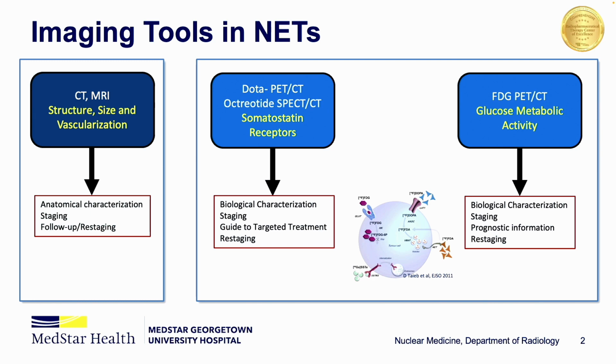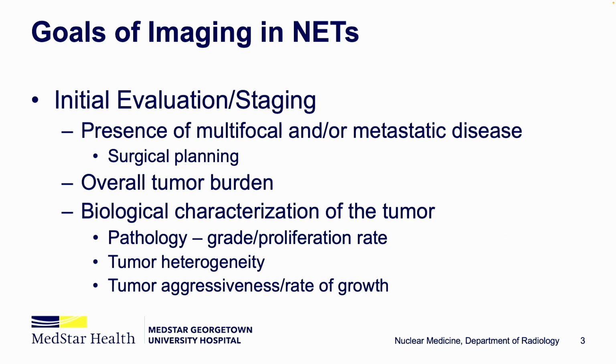So in general, just to summarize, the goals for imaging neuroendocrine tumors is to do an initial evaluation, initial staging. So is there tumor, yes or no? How much of a tumor is there? If we're thinking about surgery, is it just a tumor or are there metastases? So can the tumor be resected surgically or not? Again, evaluate overall how big the tumor is, how much metastasis there is, and characterize the biology of the tumor. So how aggressive the tumor is, what are the characteristics of the tumor.